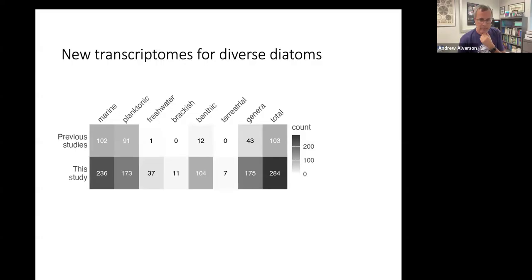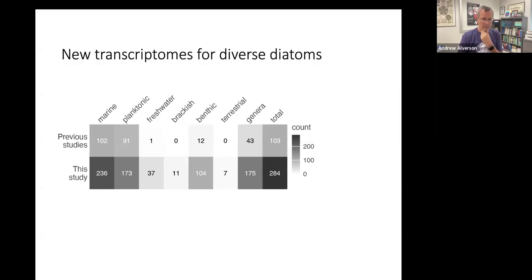In our study, we were able to increase the total number of species with genome scale data from 100 to 284, going from 43 genera, almost a factor of 4 or more, up to 175 genera. You can see we still have a lot of marine plankton, but we've added a lot of freshwater brackish, almost an order of magnitude more benthic species, and several terrestrial species. So that is the data set.